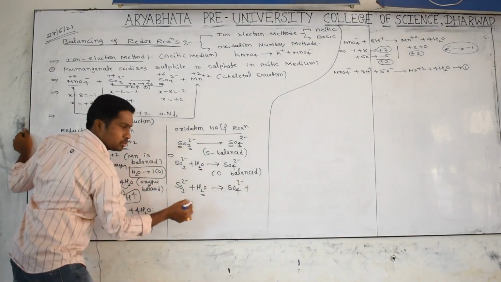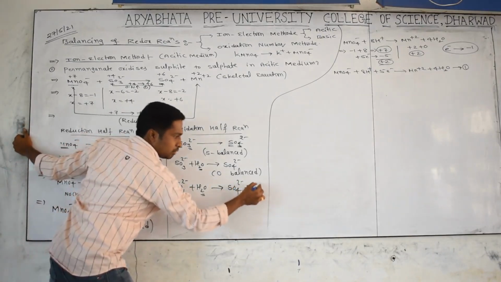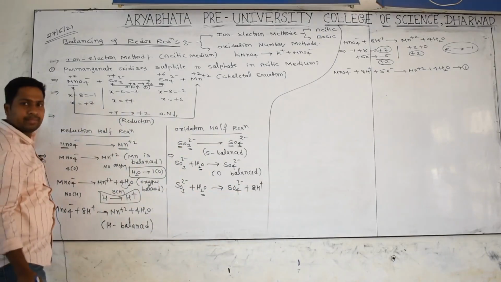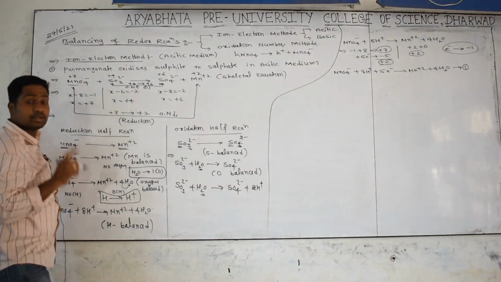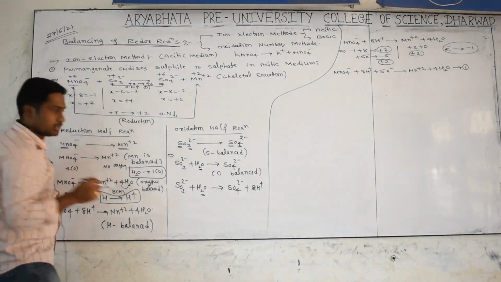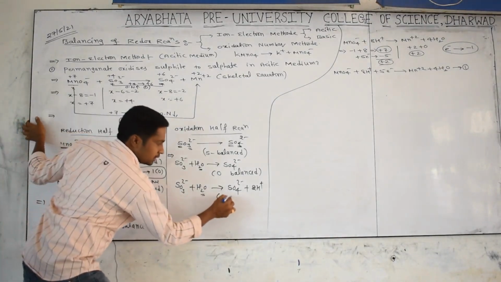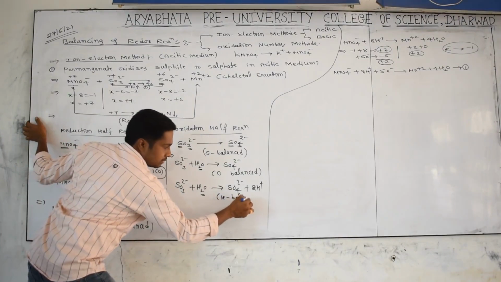How many hydrogen? 2 hydrogen. That's why we should add 2 H plus particles. Now hydrogen is balanced, oxygen is balanced, and sulfur is also balanced. Now, how to balance the charge? Write down here: hydrogen is balanced.